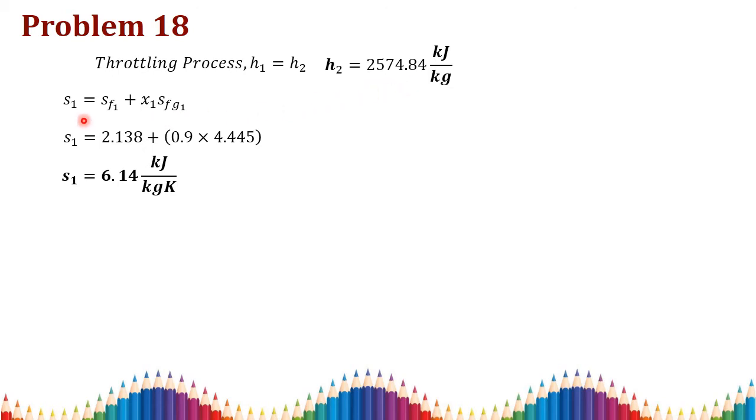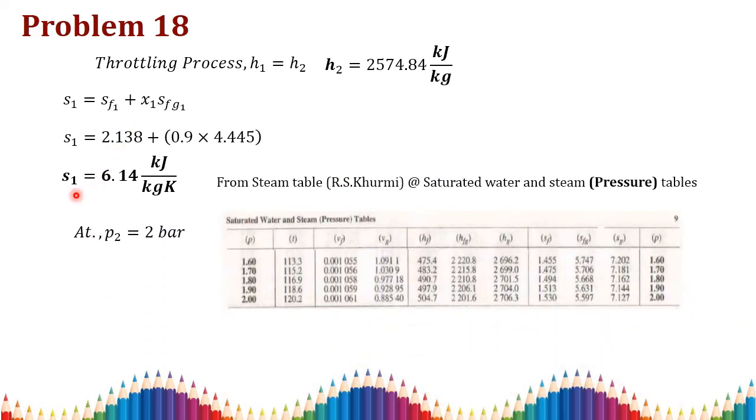And to find the specific entropy, the formula for the wet condition will be S1 is equal to SF1 plus X1 into SFG1. So you substitute all the parameters we found from the steam table. With those values we get the specific entropy S1 as 6.14 kilojoule per kilogram Kelvin.